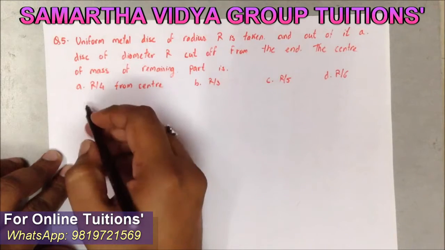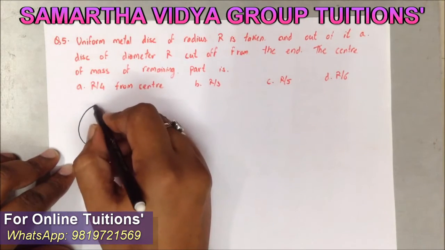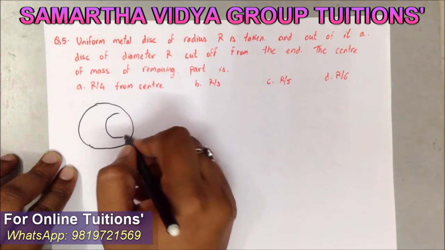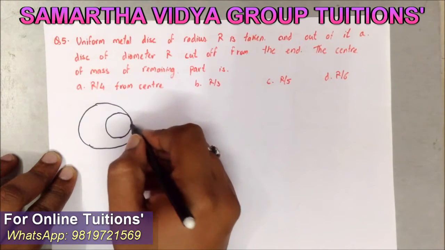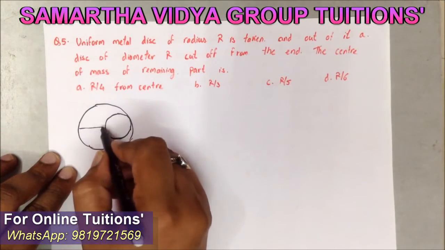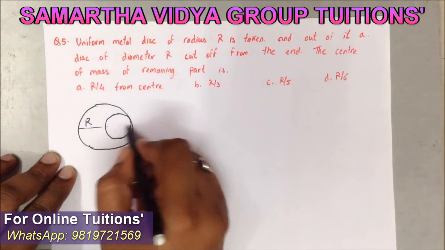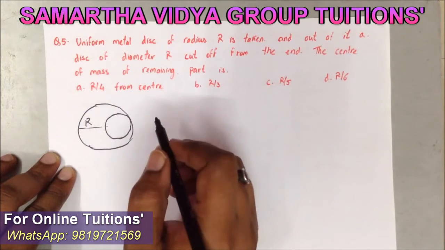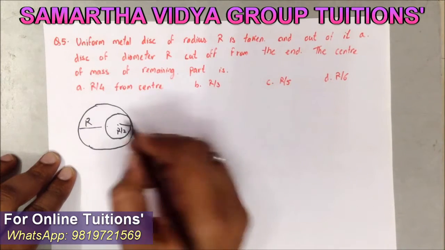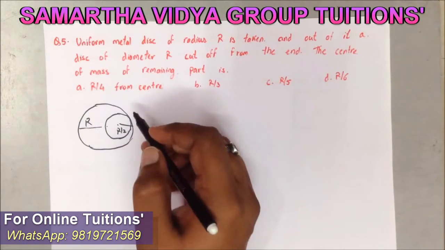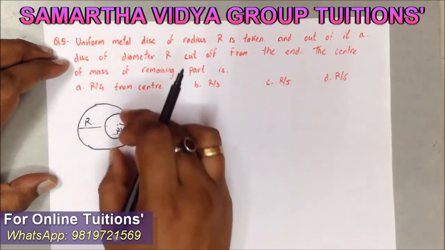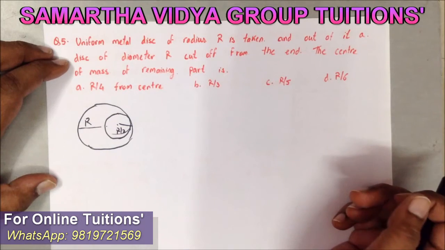In the next question, it is talking about finding the center of mass. If you just read the question, you can see that there is a disk of radius r, and from that disk we have taken another disk, basically a circular part from this bigger disk. The radius of the bigger disk is r and the diameter of the smaller disk is r. That means the radius of this disk will be r by 2. So I need to find the new center of mass for this figure, wherein this small disk is removed from it.